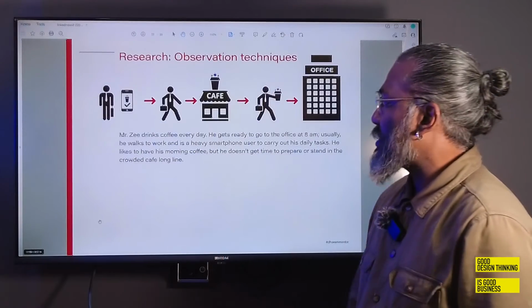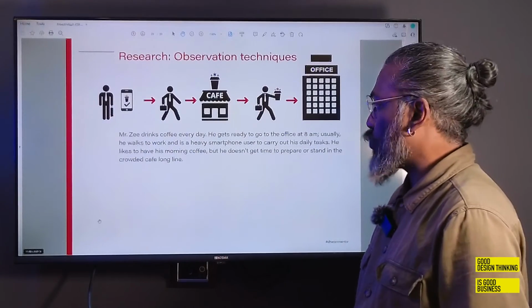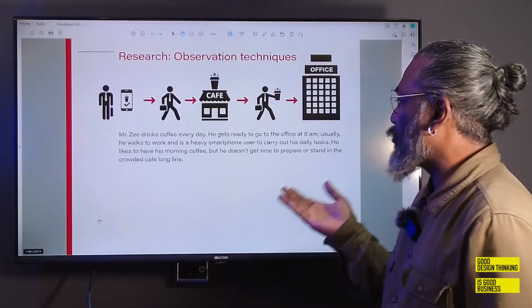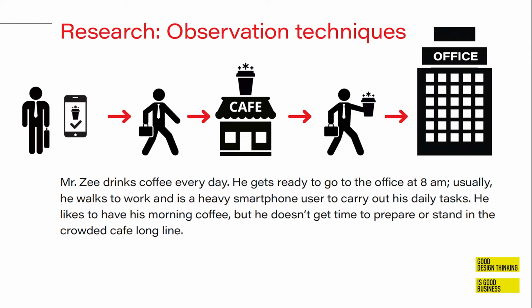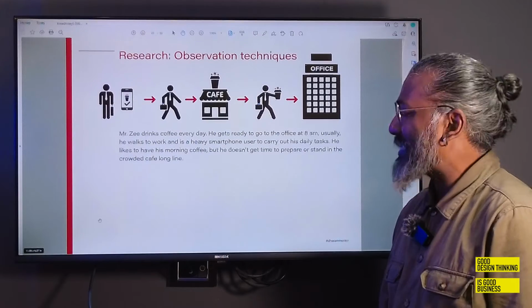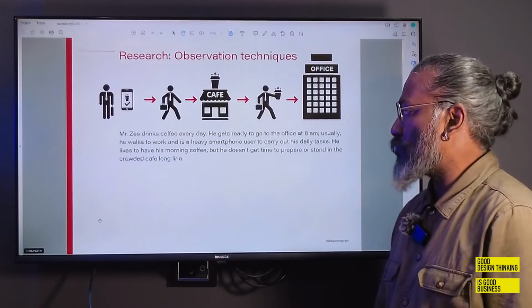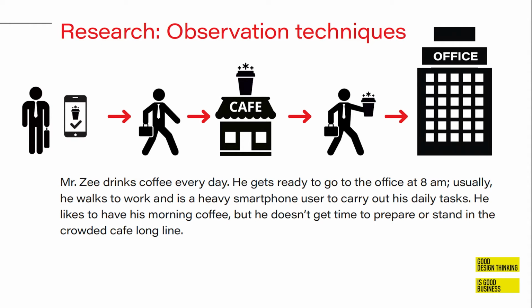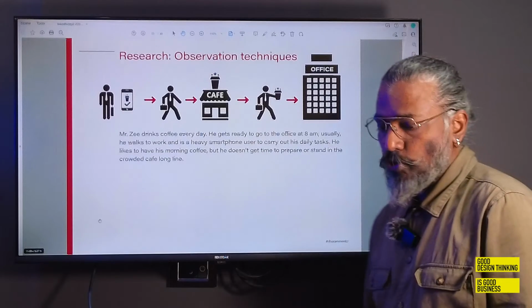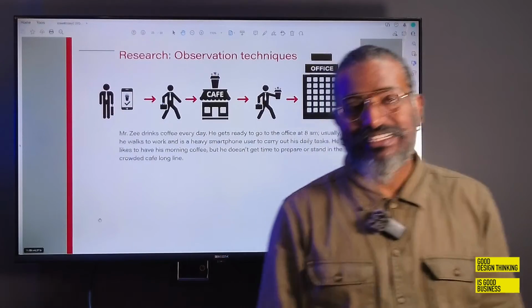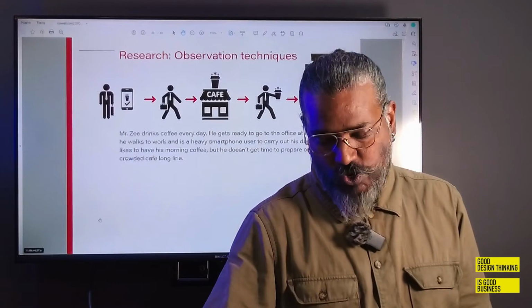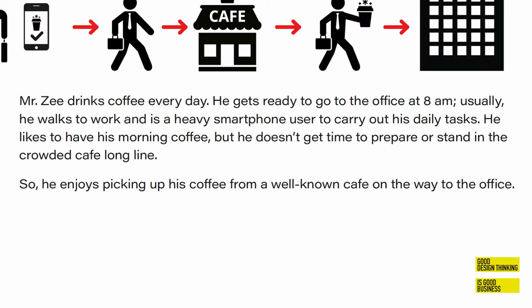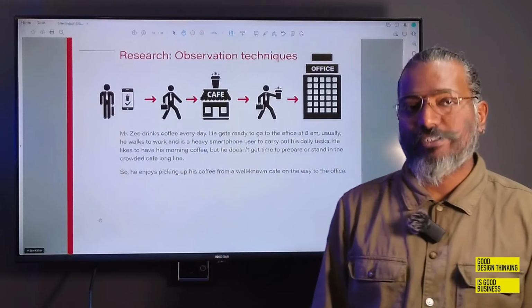So, observation technique. Mr. Z drinks coffee every day, and he gets ready to go to office at 8 a.m. Usually he walks to work, and he's a heavy smartphone user to carry out his daily tasks. He likes to have his morning coffee, but he doesn't get time to prepare or stand in a crowded cafe long queue. Okay, so he enjoys picking up his coffee from a well-known cafe on the way to the office.